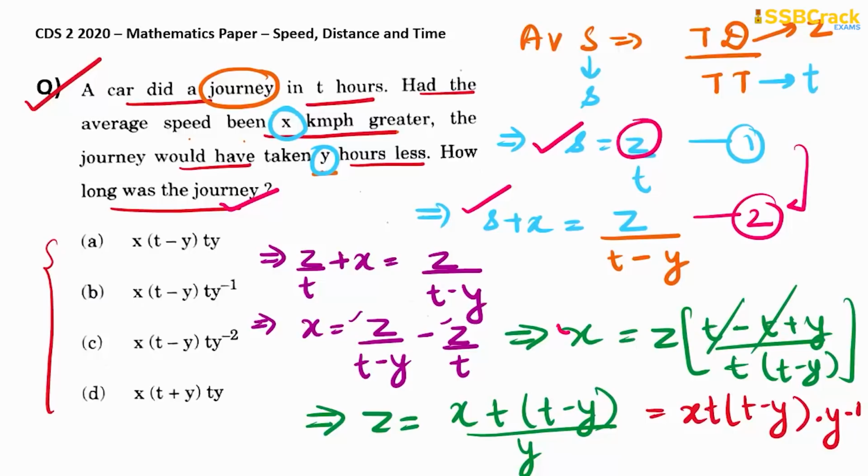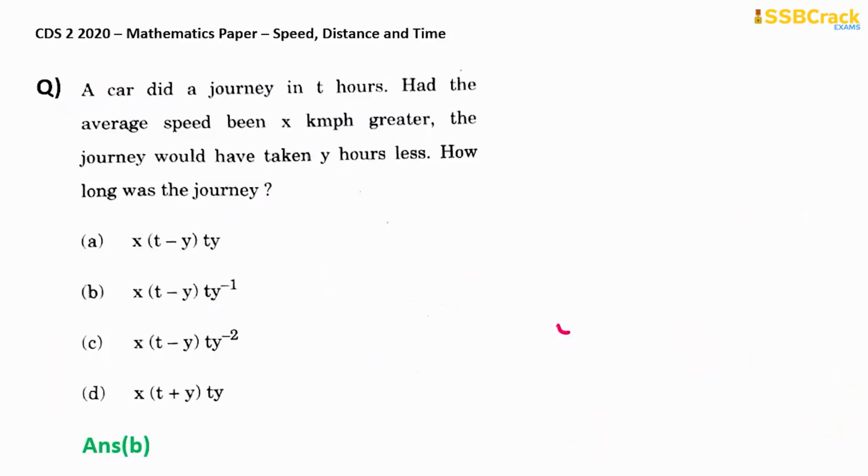So, we can see that this exact statement is given in option B here, X into T minus Y into Y to the power minus 1. Hence, option B should be the correct answer for this question. Let's check. So, yes, option B is correct only.